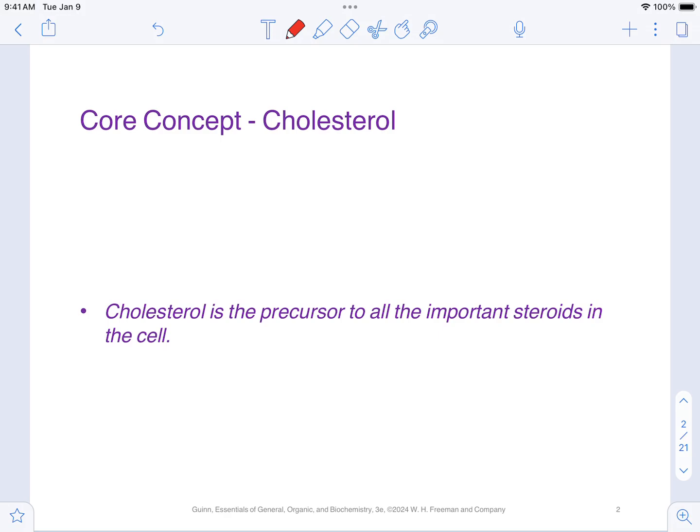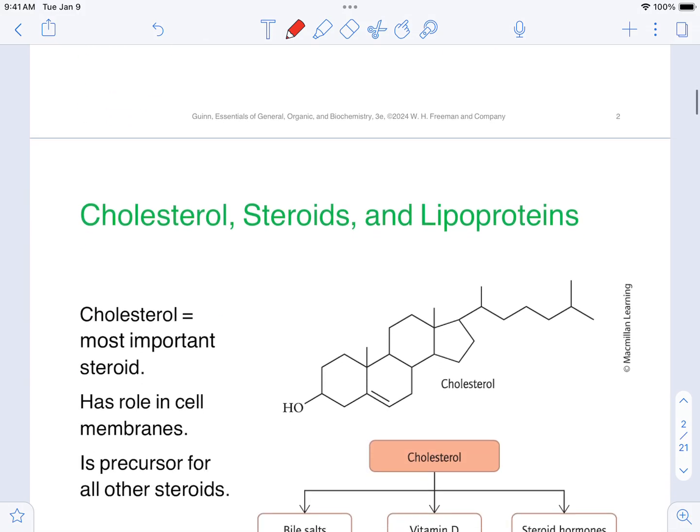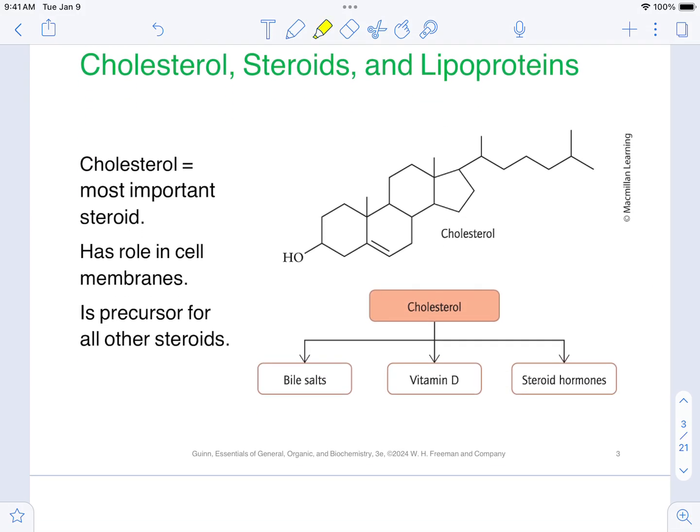The most important steroid is cholesterol. This is the precursor to many other important steroids in the cell. So cholesterol we have here, and this again is the precursor to bile salts, vitamin D, and steroid hormones.